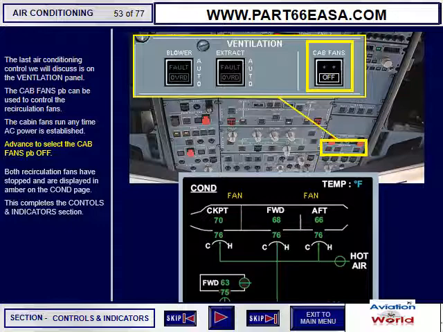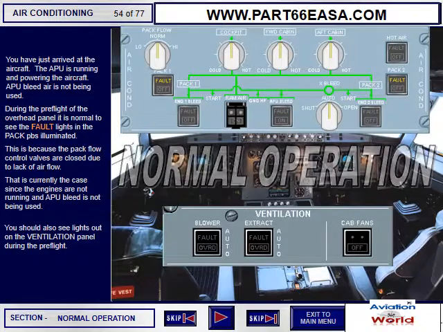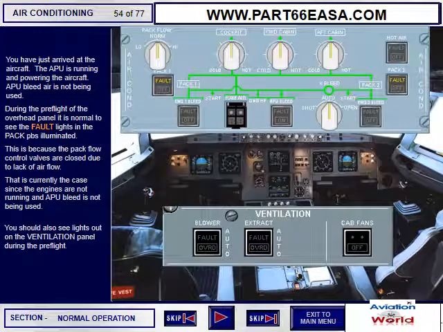This completes the controls and indicators section. You have just arrived at the aircraft. The APU is running and powering the aircraft. The APU bleed air is not being used.